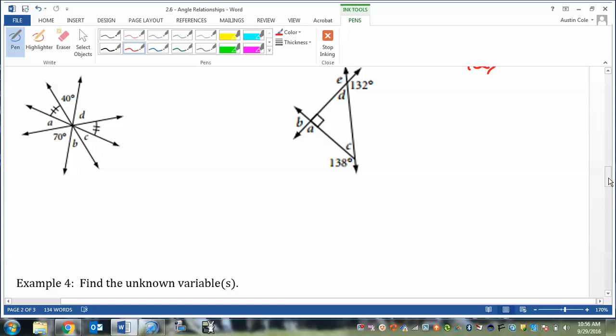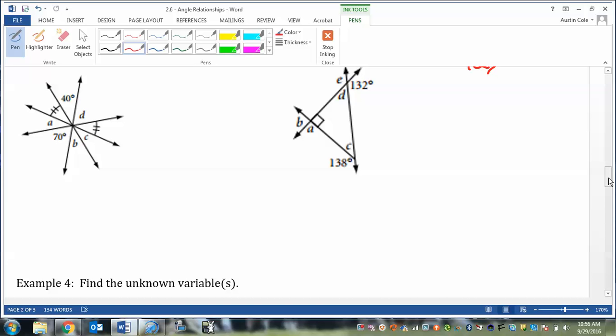About this next one, anybody have any ideas on that? Take a couple minutes, talk to your partner, work out how to find A, B, C, and D.